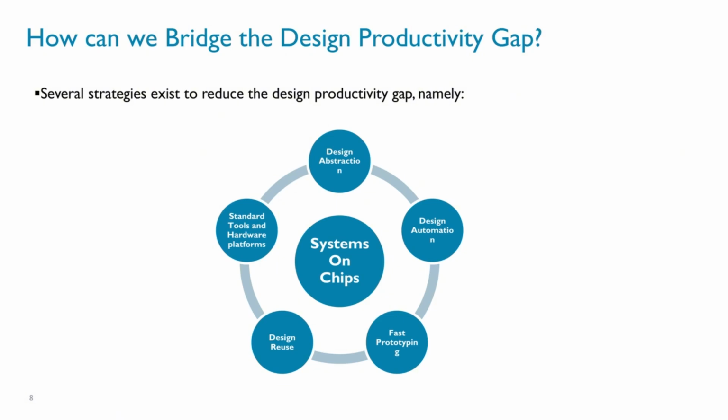Then we have fast prototyping. Before you commit to the massive expense of manufacturing a chip, you need to be very confident that your design is correct. Fast prototyping allows designers to create a working model of their chip, often using a reconfigurable hardware platform like an FPGA.